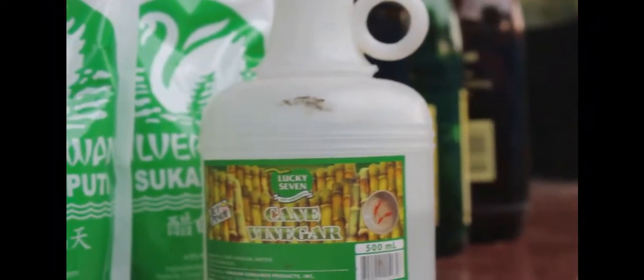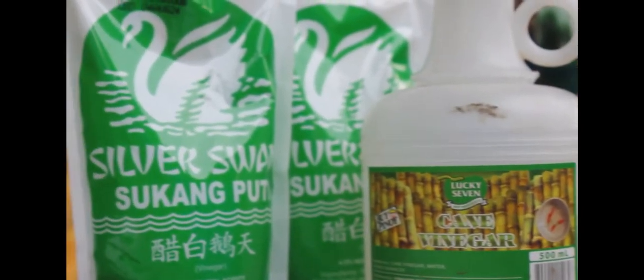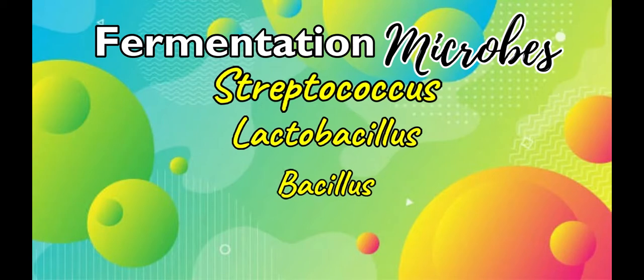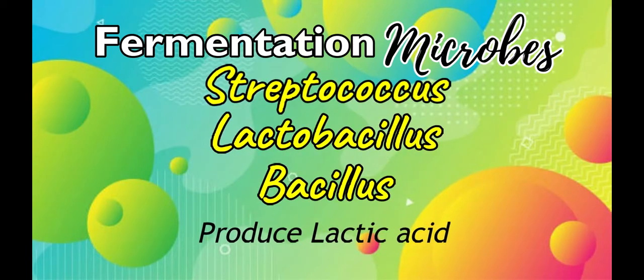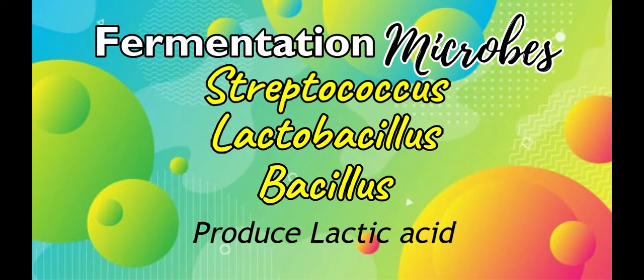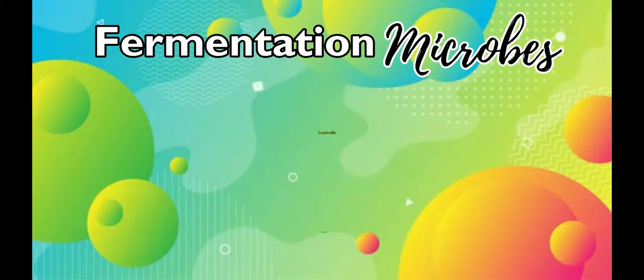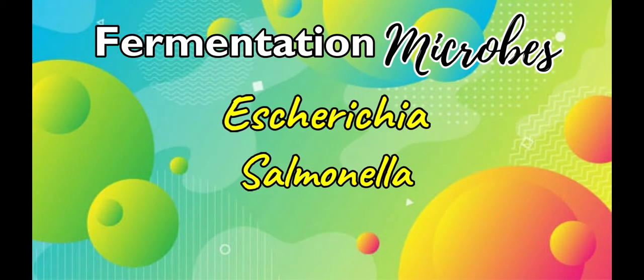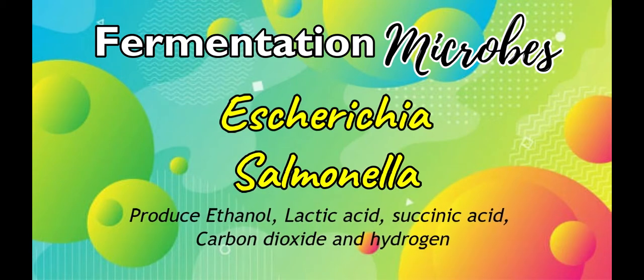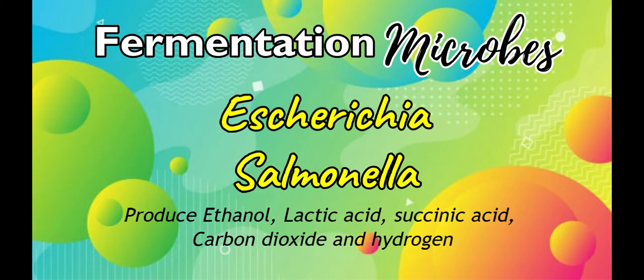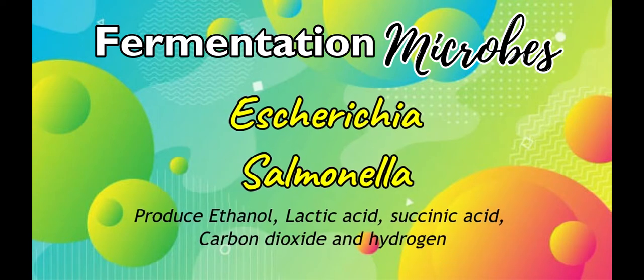Fermentation bacteria are anaerobic but use organic molecules to produce fermentation end products. Streptococcus, Lactobacillus, and Bacillus produce lactic acid. Escherichia and Salmonella produce ethanol, lactic acid, succinic acid, carbon dioxide, and hydrogen.